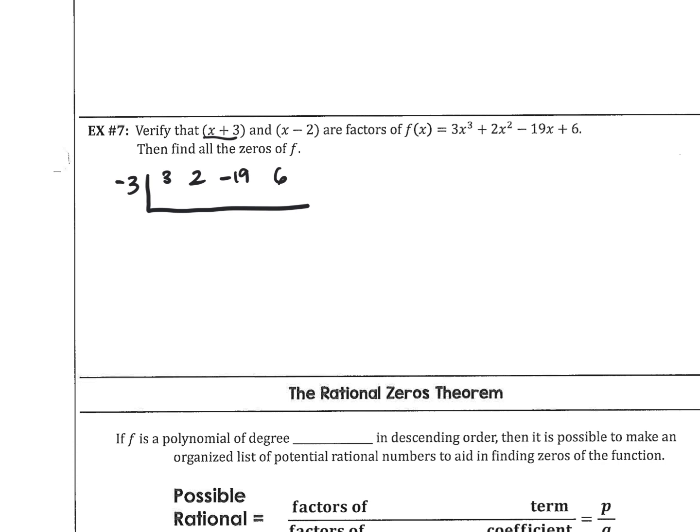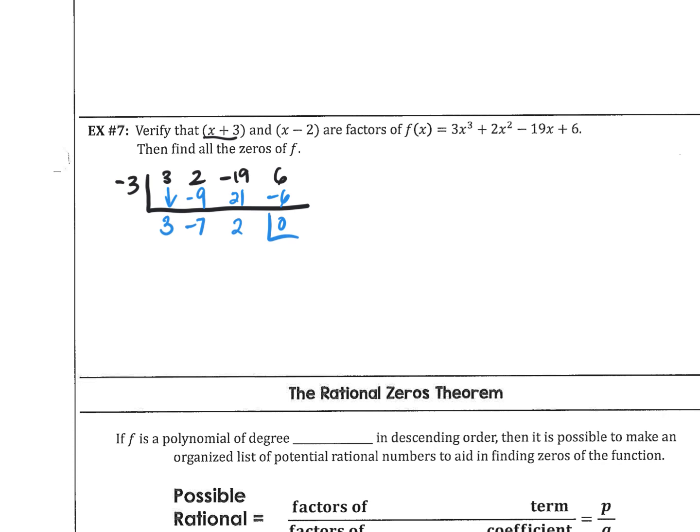All right, run that through synthetic division. If you're verifying that it's a root, what should you be looking for as a remainder? You're looking for 0. Sure enough. Did we get 0? Yeah. Now, here's the cool part.